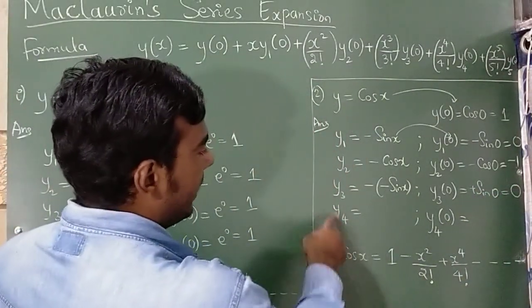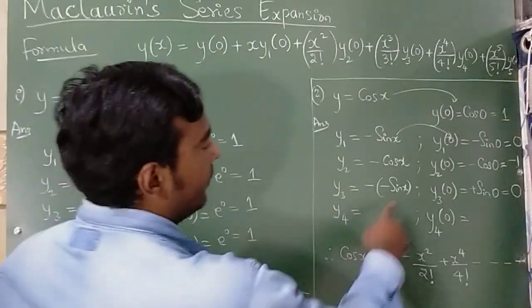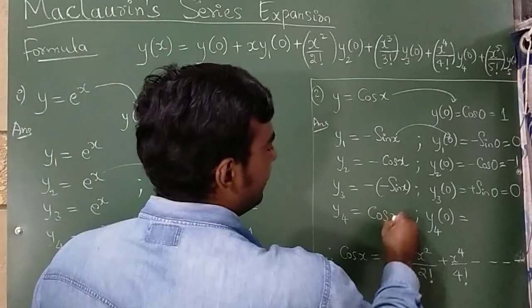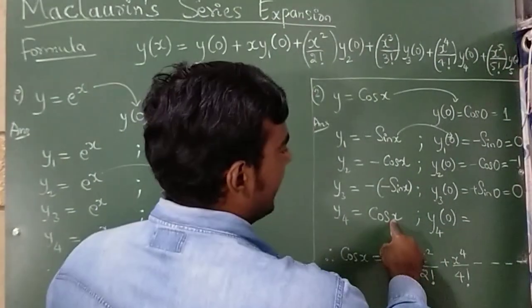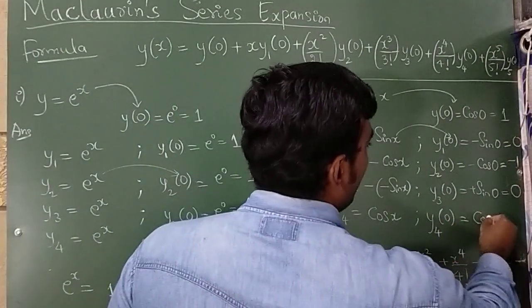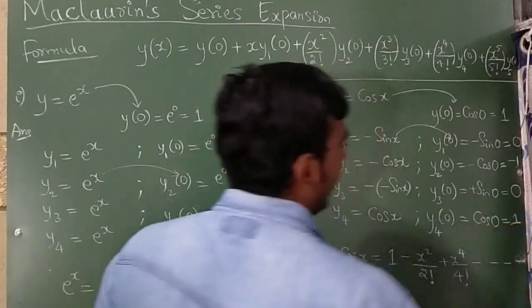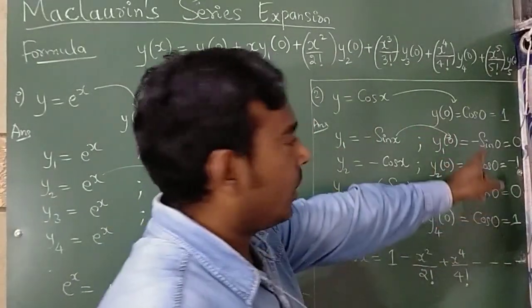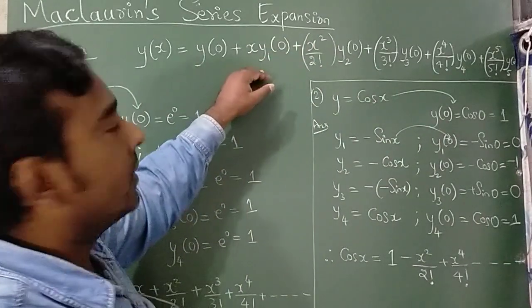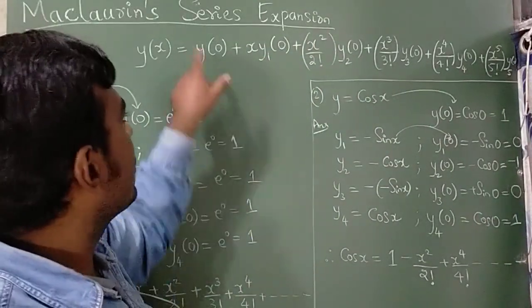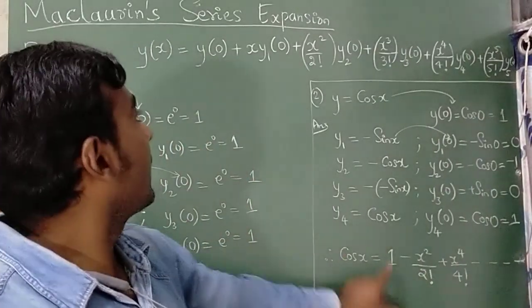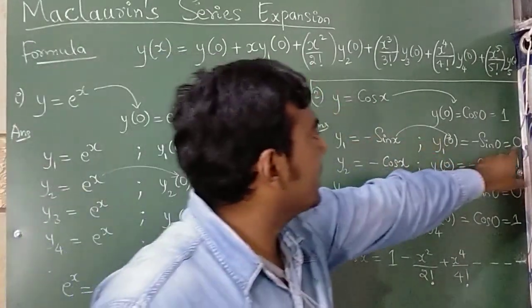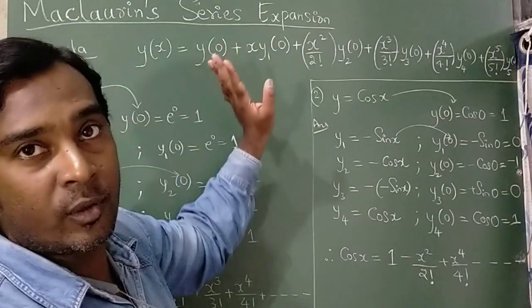Now if I differentiate y3, I'll get y4. Now if I differentiate sin x, then I'll get cos x. So y4 of 0 means in place of x, substitute 0. So cos 0 will become 1. Now substituting all these values in this Maclaurin's formula. So y of 0 is how much? 1. So I have written here 1. Now y1 of 0 is how much? 0. So the whole term will become 0.